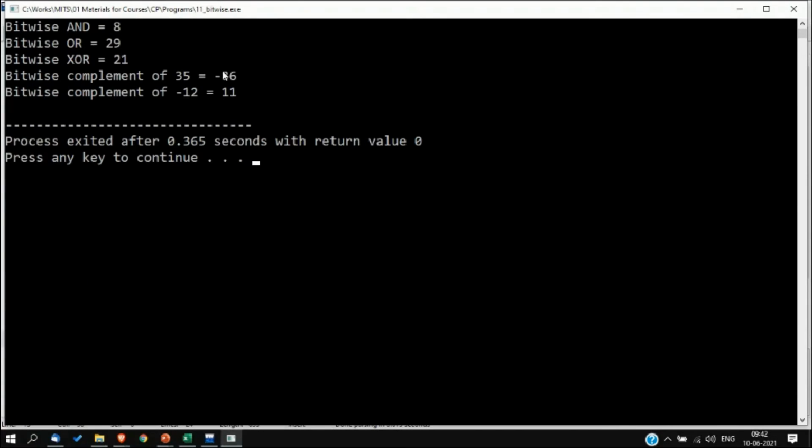So how do these values minus 36 and 11 come up? These values are actually obtained by minus of n plus 1. That is how the bitwise complements can be found directly from the decimal values themselves. For the bitwise complement of 35, it is minus 36: that is 35 plus 1, then we put a minus in front of it. Then for minus 12, minus 12 plus 1 is minus 11, then we put a minus in front of it. Minus of minus 11 is 11. So that is how the bitwise complement works in C programming. And how this is happening, let us see.